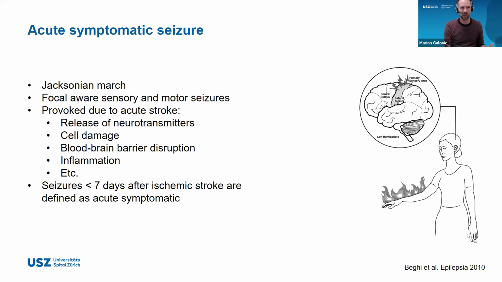But this is a provoked seizure due to acute stroke because this occurred on day 2 after stroke. After stroke, you have a lot of release of neurotransmitters, a lot of cell damage, some blood-brain barrier disruption, inflammation, etc. These are all things that may be causing acute symptomatic seizures or provoked seizures. This is quite different to epileptogenesis, which is the process of developing epilepsy, which then leads to unprovoked or spontaneous seizures. And seizures that occur less than 7 days after ischemic stroke are currently defined as acute symptomatic.